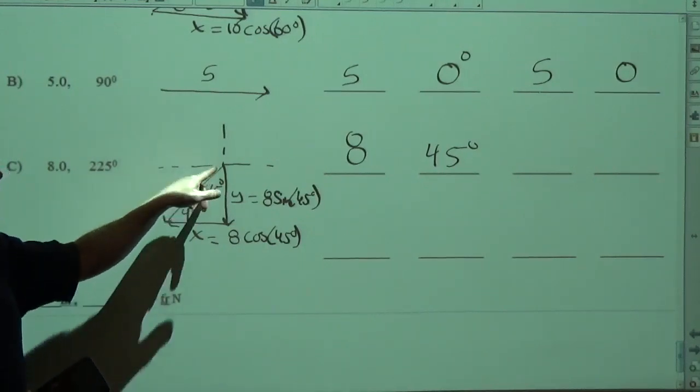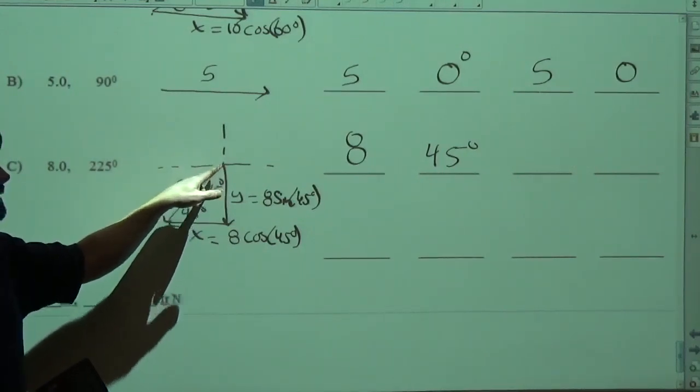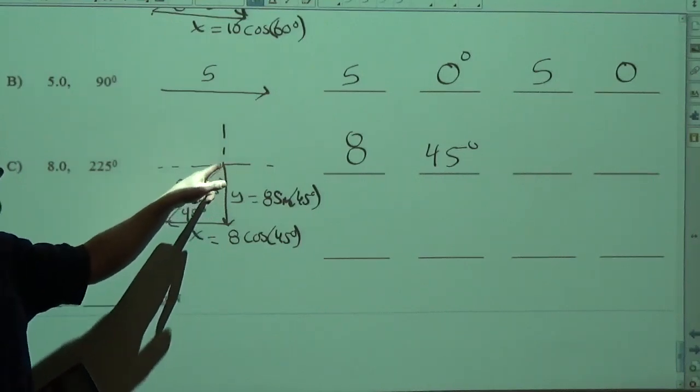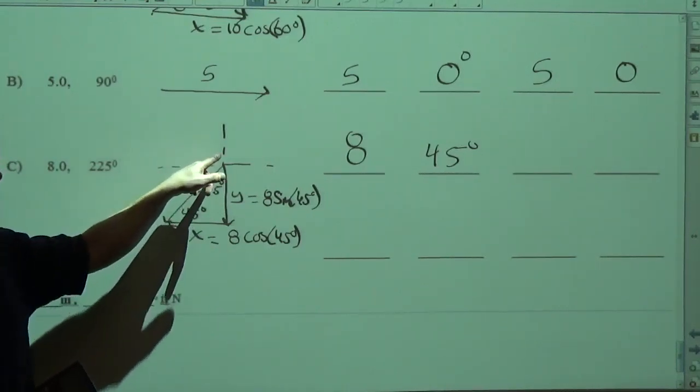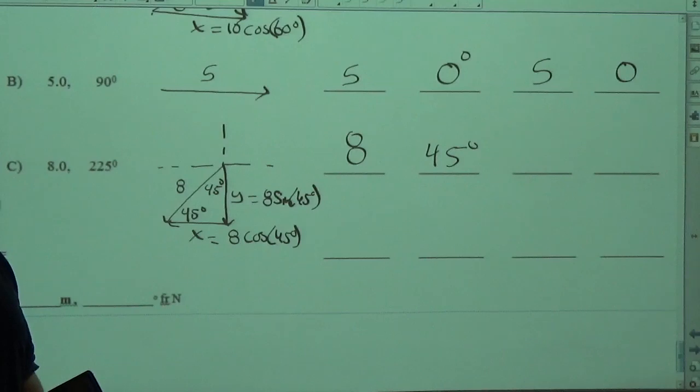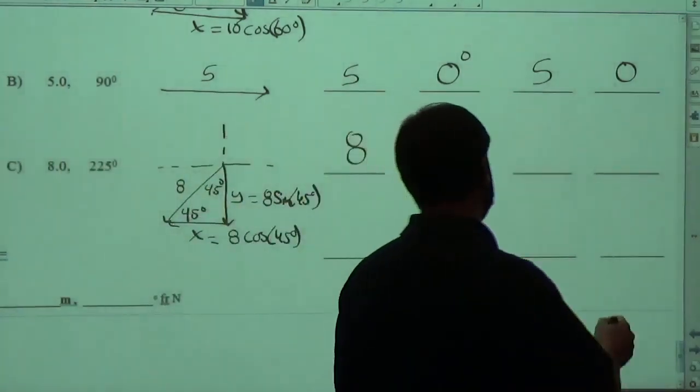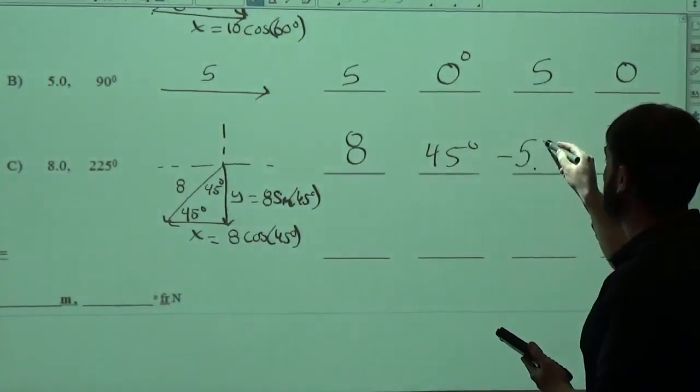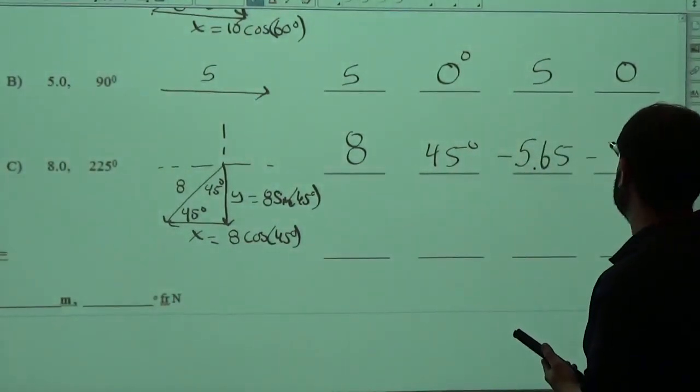So in terms of ordered pairs, if this was the origin, which is where the tail of the vector originated from, it's going to the left and it's going down, or it's going down and it's going to the left. Either way, the x value is negative and the y value is negative. So when I write in this 5.65, this needs to be a negative 5.65 and a negative 5.65.